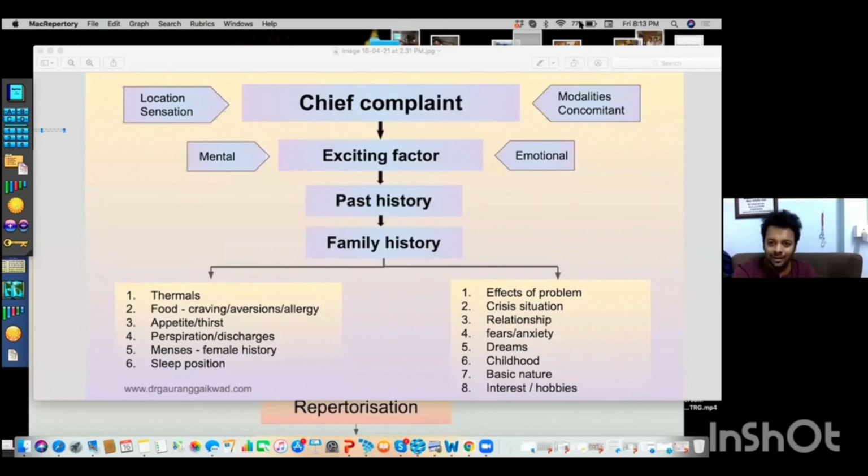A Calcarea carbonica will want to choose work which is just home, money, protected finance. They want a very, very nine-to-five job, Calcarea carbonica. Not Tuberculinum. Tuberculinum wants a very risky kind of job.